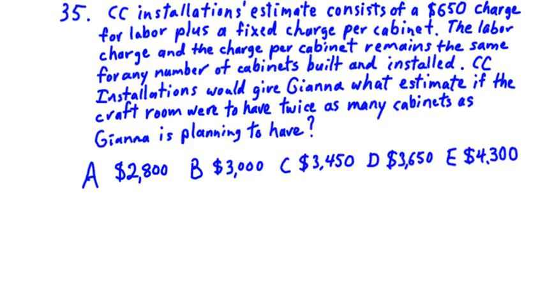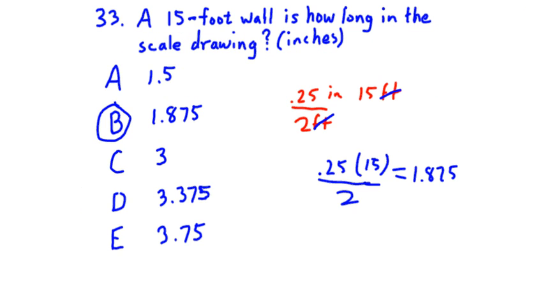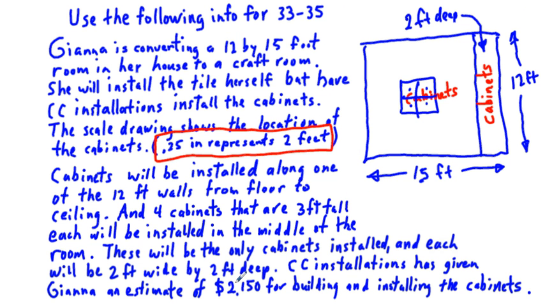Problem 35. Now problem 35 is more detailed and requires you to go back and look at it. Now you have a fixed charge, kind of a $650 for labor, and that labor charge is going to stay the same, right? It says the labor charge, which is going to be $650, and the charge per cabinet is the same. So we have to go back to our original problem and say, okay, we have $2,150 as the quote.